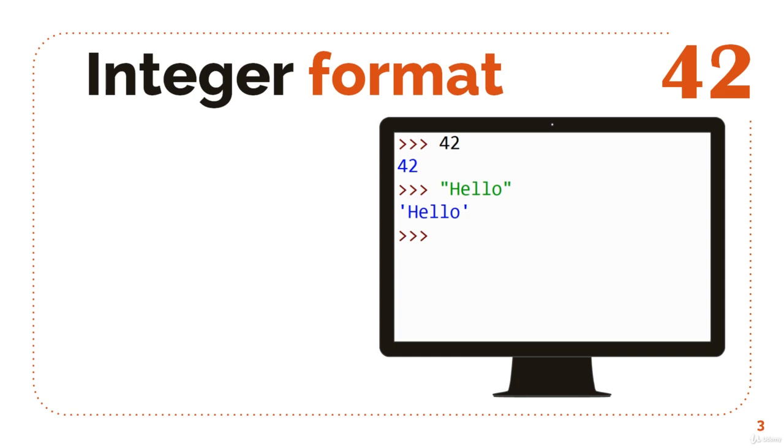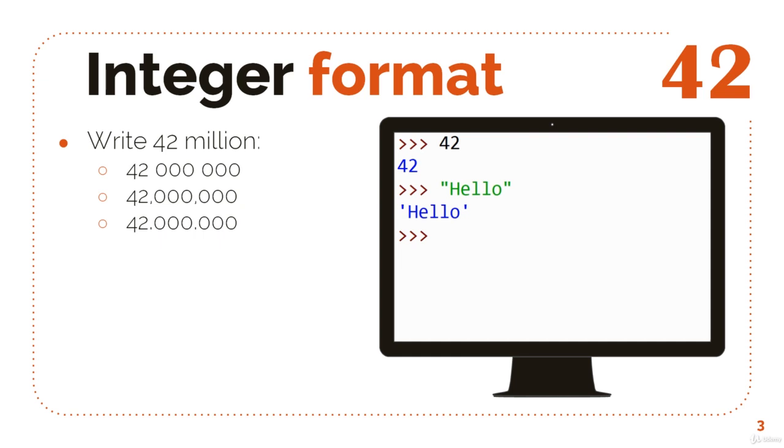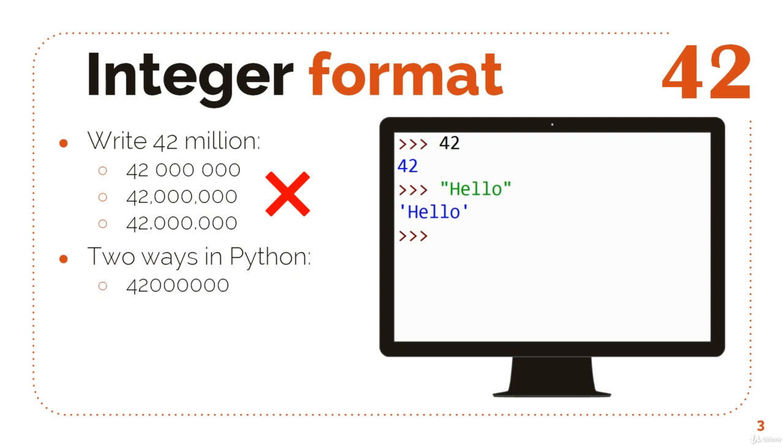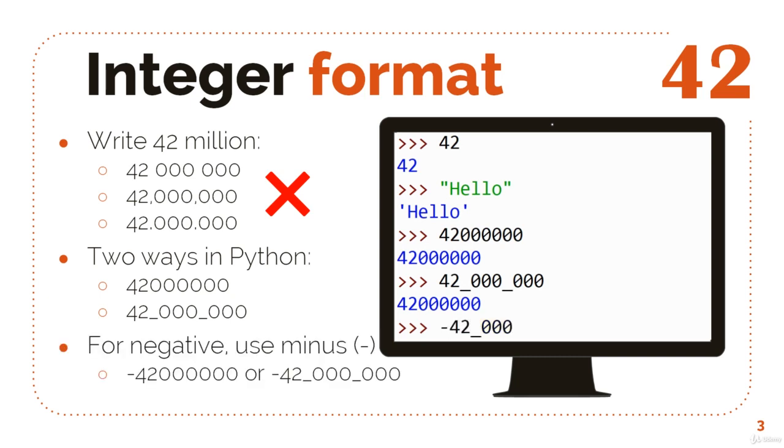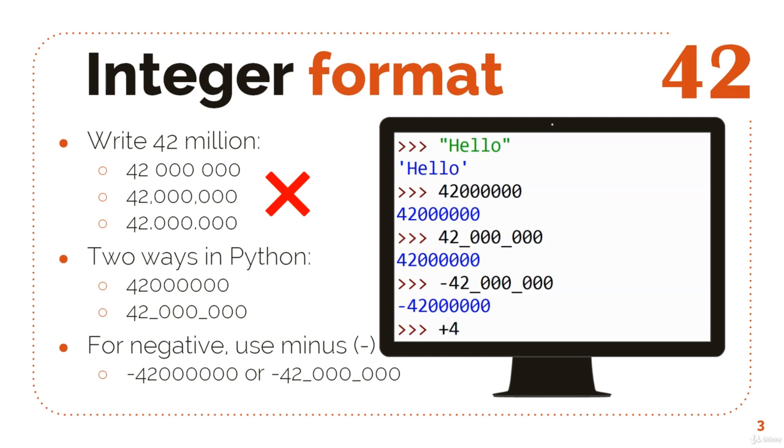Okay, now if I told you to pick up a pen and write 42 million, you would either write it with spaces or commas or dots. But none of these formats are allowed in Python. There are only two ways to write integers in Python. First is to write it without any spaces. And the second is to use underscore, which makes the code easier to read. The same is true for a negative number, but you just have to put a minus sign before it. As a side point, you can put a plus sign before a positive number, but it's redundant.